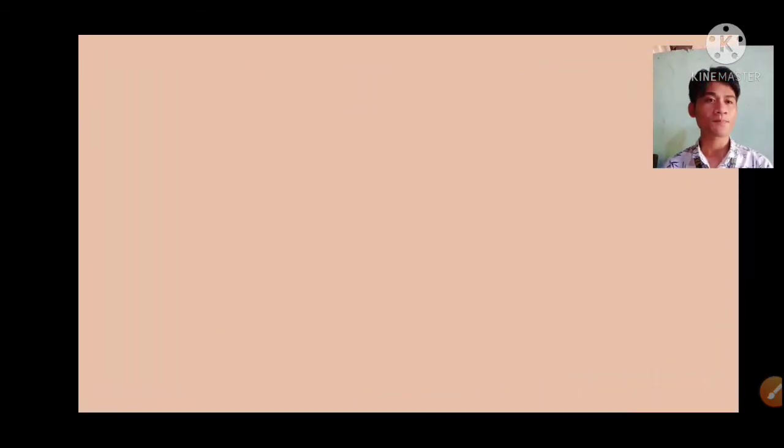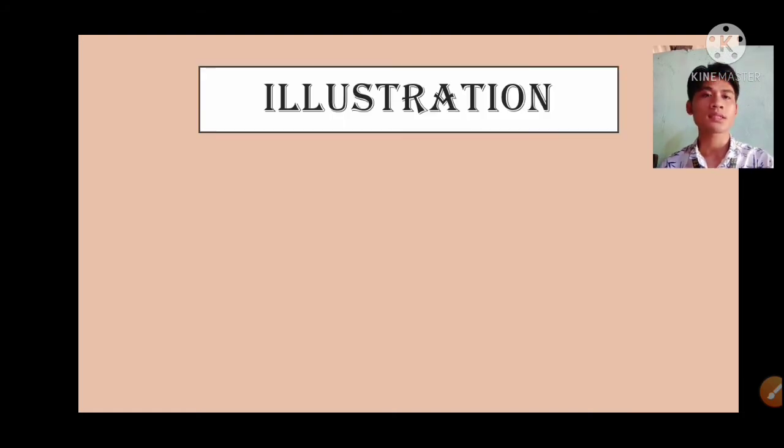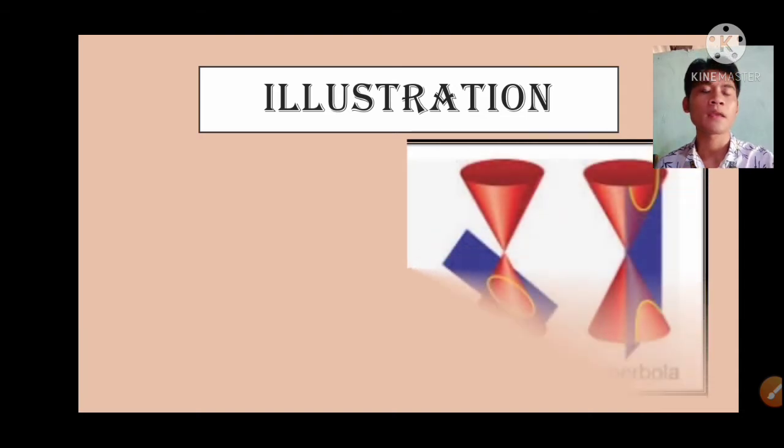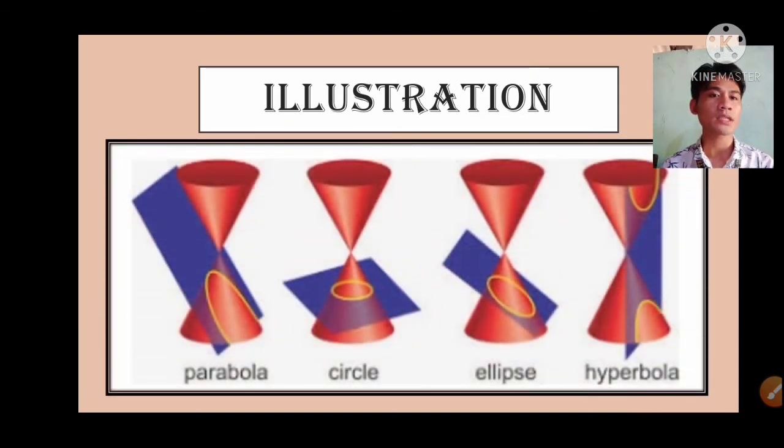So these would be the illustrations of those conic sections. This illustration, or the pictures here, is credited to Google, specifically CTTRO.org. Thank you for these 3D illustrations of those conic sections. First, as you observe, the parabola forms the U shape, then the circle, the ellipse, which is the third one, and the last one is the hyperbola.